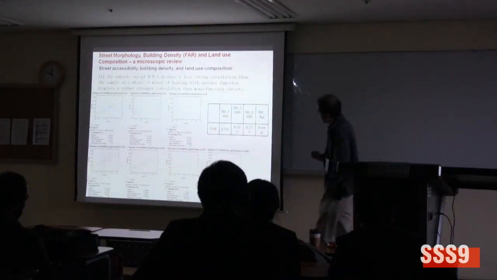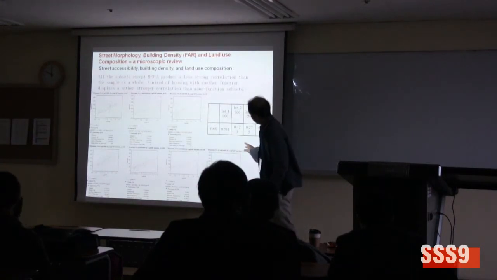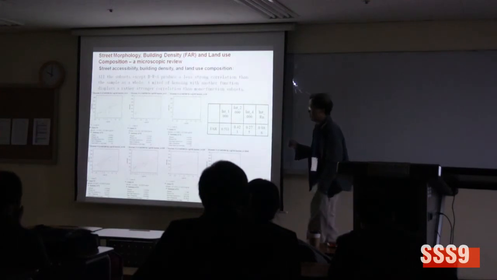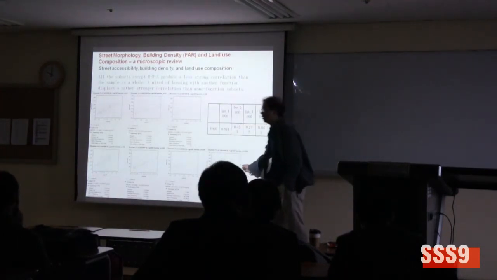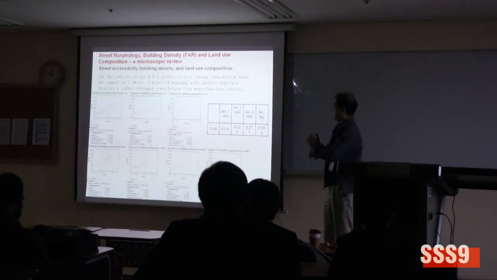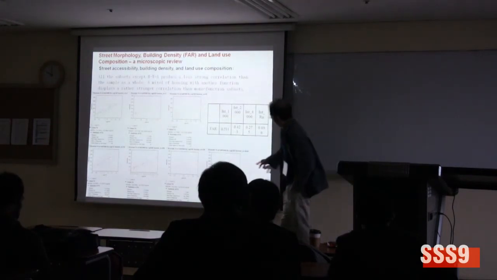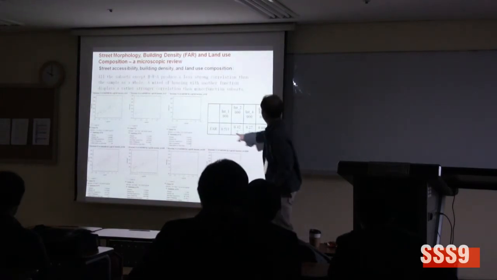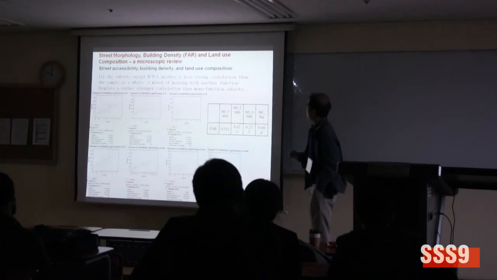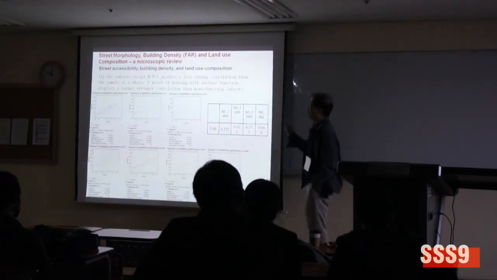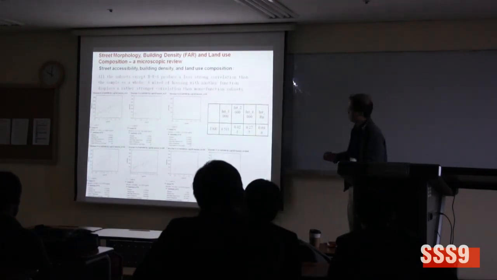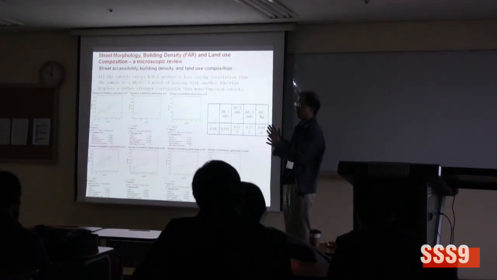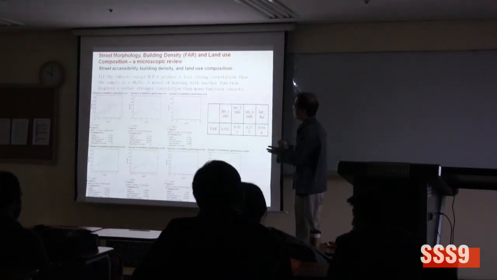And the correlation between FAR, floor area ratio, and street accessibility for all cells, about 900 cells, shows an R squared of 0.51, slightly over 50%. However, when we split the cells into different groups based on land use types, we found some different trends.